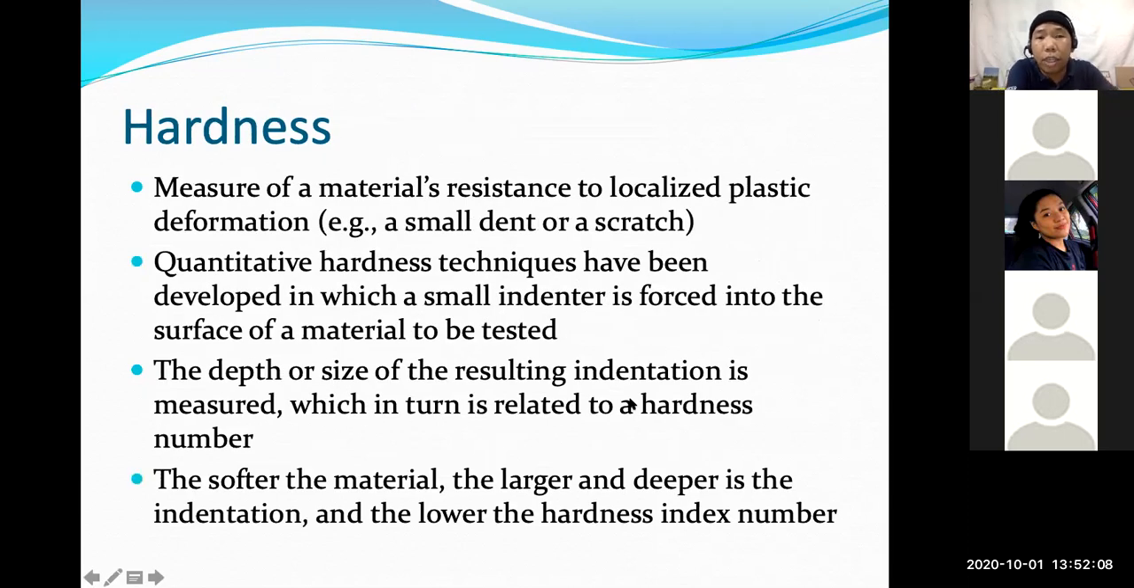Now we have the last parameter for the mechanical properties: hardness, a measure of the material's resistance to localized plastic deformation, for example a small dent or a scratch. Quantitative hardness techniques have been developed in which a small indenter is forced into the surface of a material to be tested. The depth or size of the resulting indentation is measured, which in turn is related to a hardness number. The softer the material, the larger and deeper is the indentation, and the lower the hardness index number.